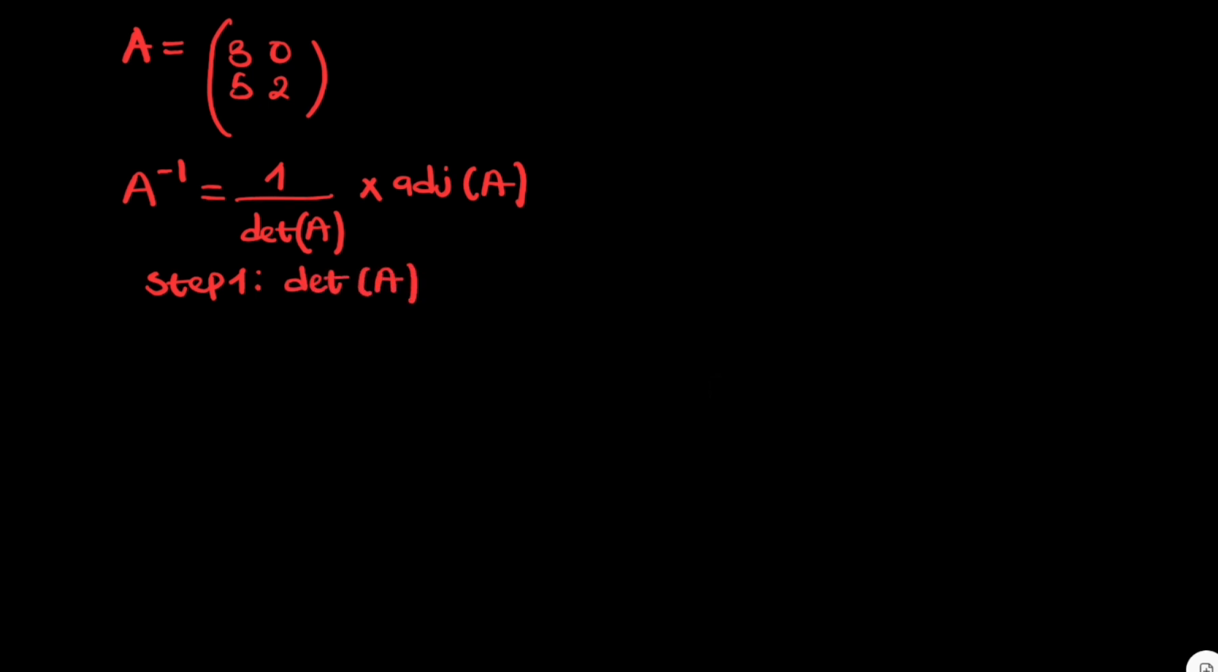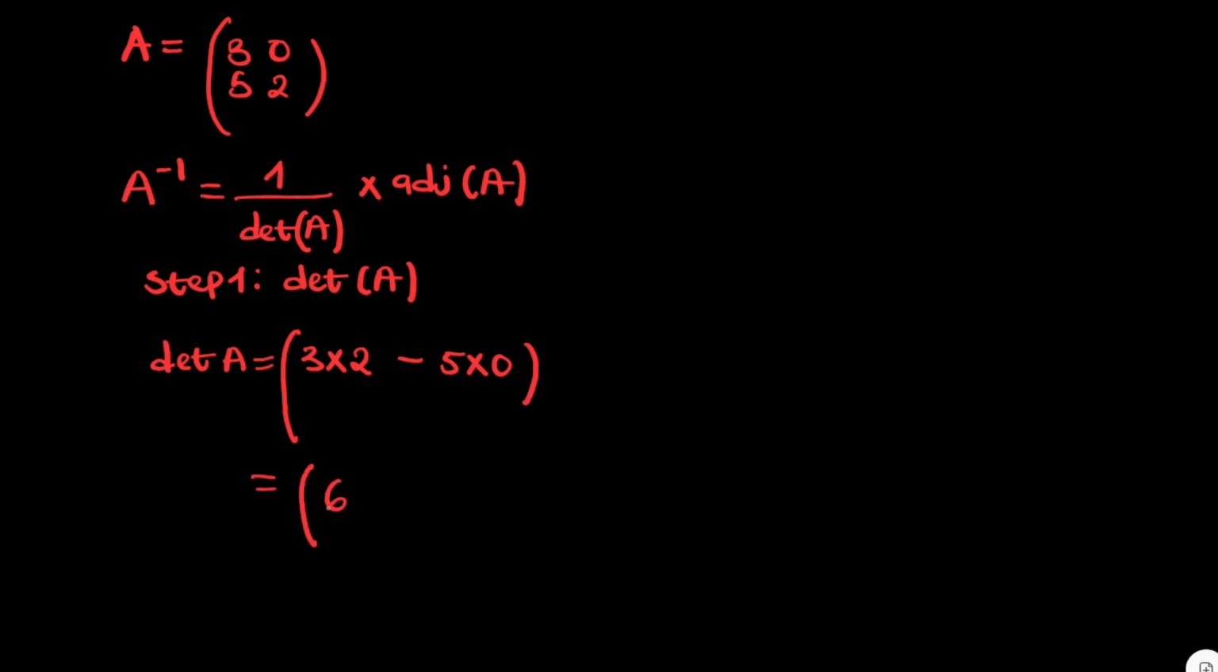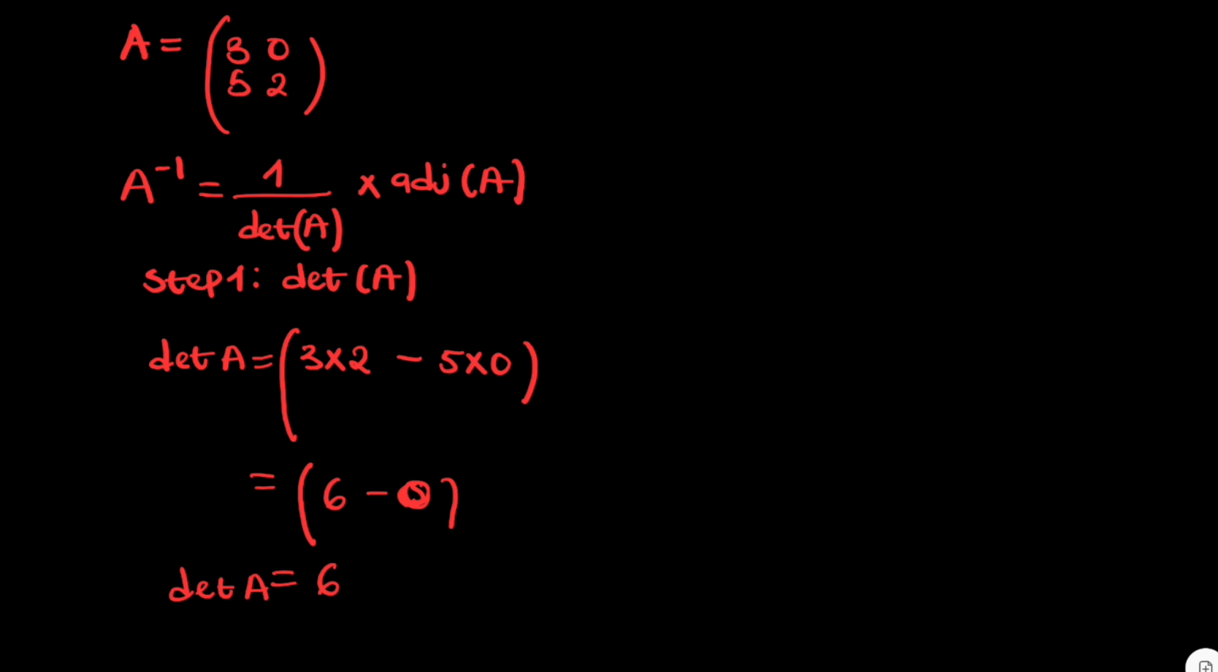To find the determinant of A, we multiply the elements which are at the diagonal, that is 3 times 2, minus those which are not at the diagonal, 5 times 0. So this is 6 minus 0. So our determinant is 6. The determinant of A is 6.